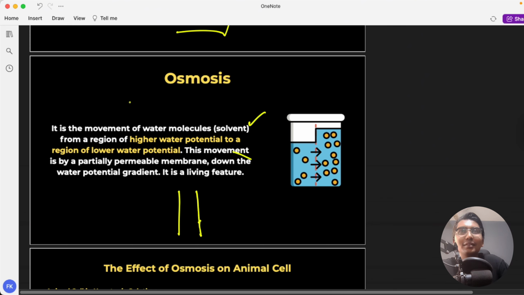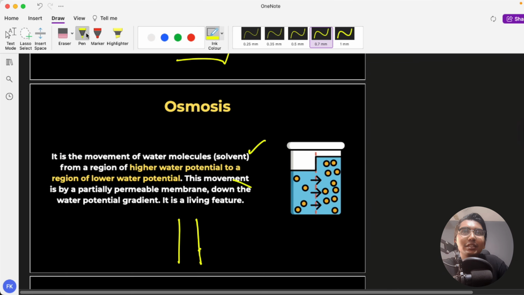Let's take this as a cell membrane. Let me draw some water molecules. Now water molecules should be blue. Okay, this is a water molecule, and over here we also have water molecules. So as you can see, over here we have almost 10 water molecules, right? 10 water molecules. So over here we have only 4.